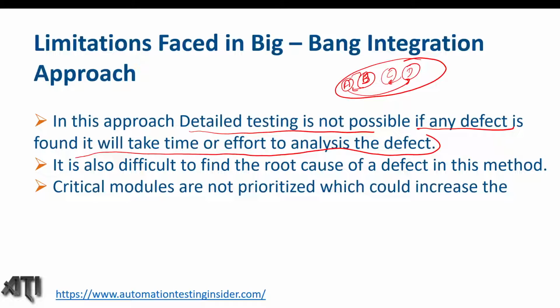Critical modules are not prioritized, which could increase the overall risk. So this is another limitation. Critical modules are not prioritized, which could increase the overall risk in the project. So these are different limitations when we follow the big bang approach, and it's time consuming as well.